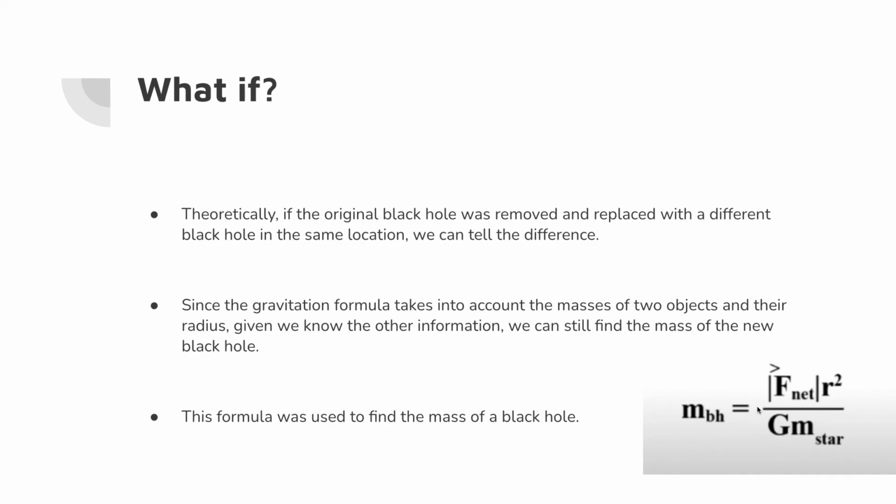You just take the new net force times the radius squared, and then divide by the gravitation constant and the mass of the star, just how we were able to calculate the mass of the black hole previously. So as a result, changing the black hole with a different one would result in a different net force, but everything else would stay the same. And as a result, we would be able to find the new mass of the black hole.